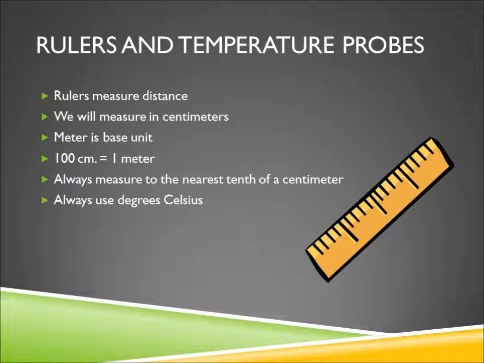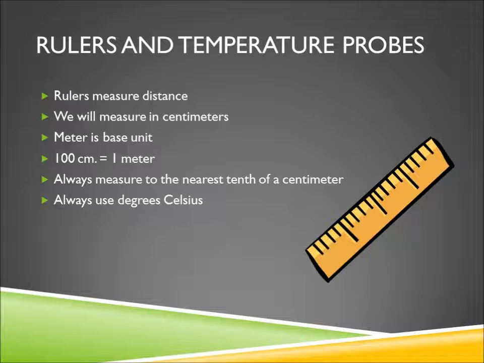Rulers and temperature probes. Rulers measure distance. We will measure in centimeters. Meter is the base unit. 100 centimeters equal 1 meter. Always measure to the nearest tenth of a centimeter, so don't measure to, let's say, 61.468205. Just measure to, let's just say 6.10 or 6.1.